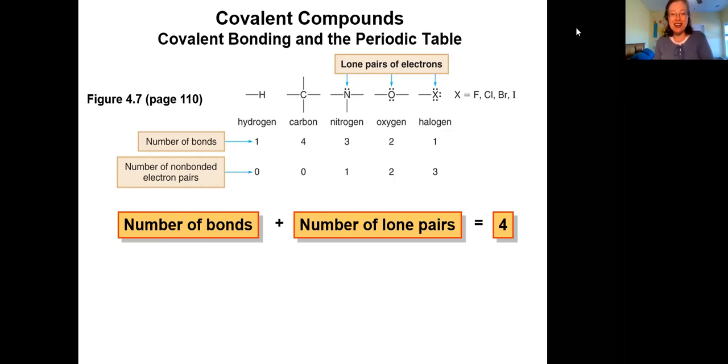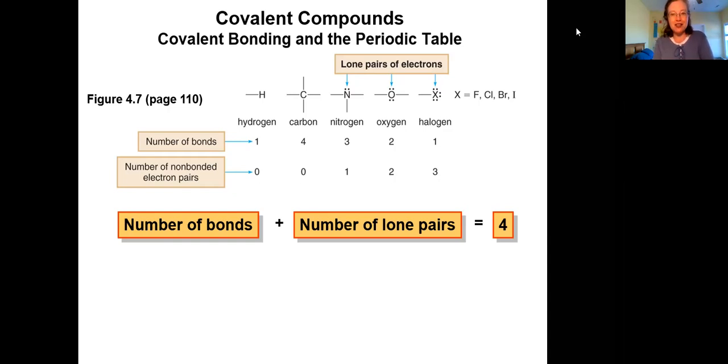Oxygen's in group 6A, so he starts with 6 valence electrons. He just needs 2 more. So he'll make 2 bonds. When that's done, he's used up 2 of his original 6 valence electrons. That means he still has 4 left. Those get drawn as 4 dots in 2 lone pairs of electrons. Well, in his case, 2 bonds plus 2 lone pairs adds up to 4.